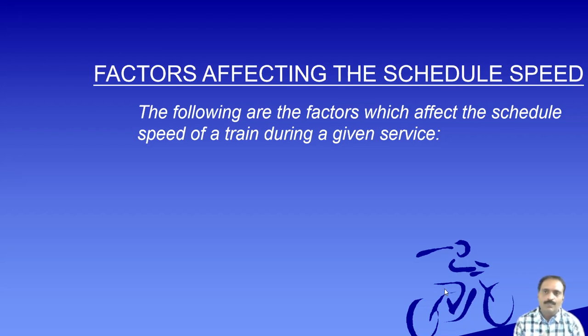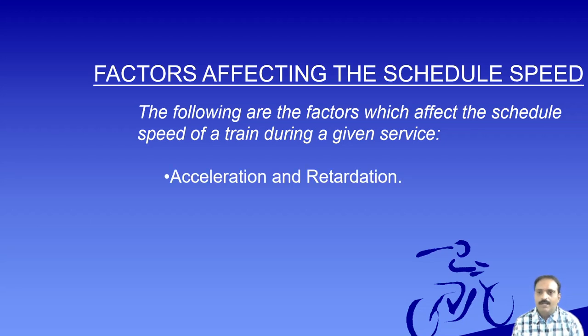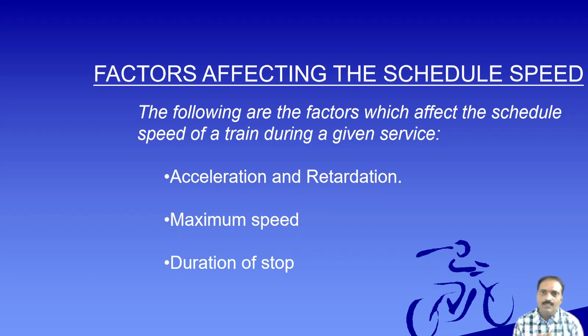Next, let us go through the different factors which are going to affect the scheduled speed. First, acceleration and retardation. Generally acceleration is represented by alpha and retardation is represented by beta for all traction applications. Both alpha and beta are represented in kilometer per hour per second. Let us see how these alpha and beta affect the values of scheduled speed. The next one is maximum speed, and finally the duration of stop. Let us see how these factors influence the scheduled speed.